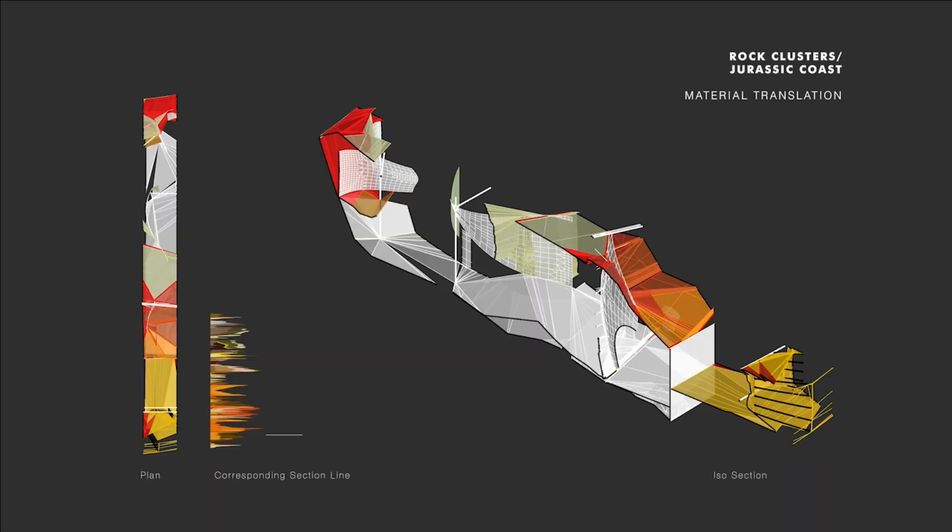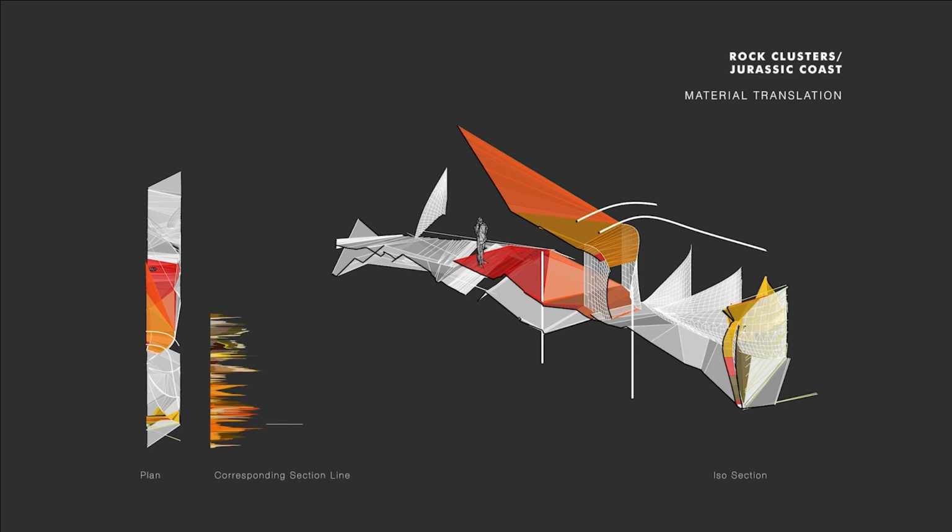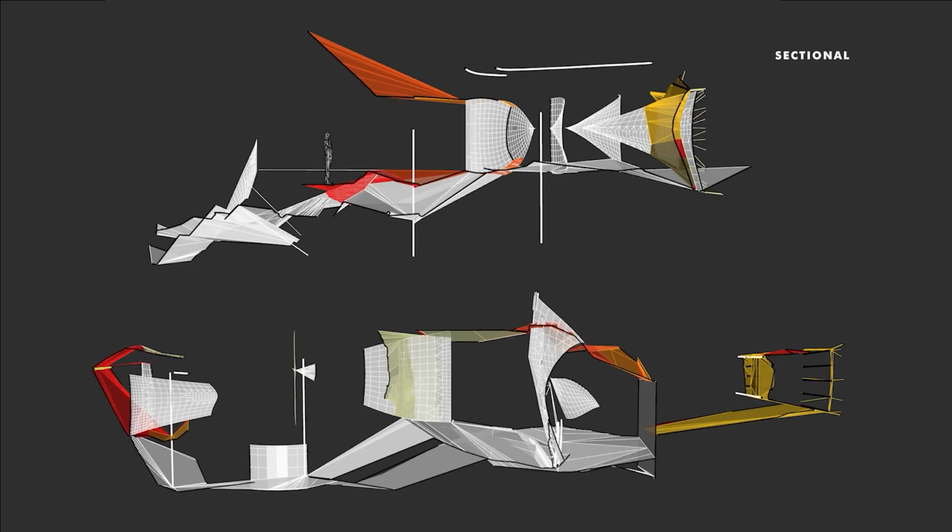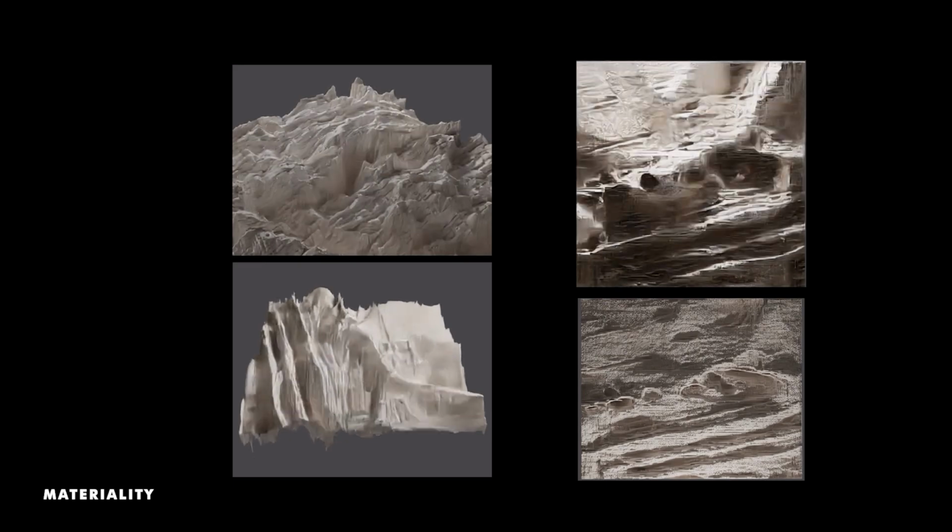Having simulated the entirety of the Jurassic coast, the materiality translates into sections as rock sediments. Surface qualities reflect the rock properties by scaling up the microscopic surface qualities into the building scale using displacement maps generated from scientific papers, where they appear on the facades and walls.